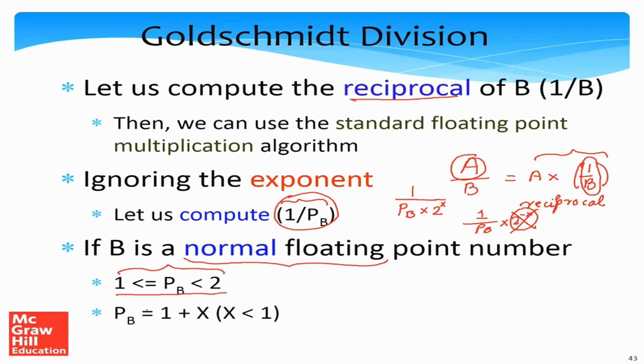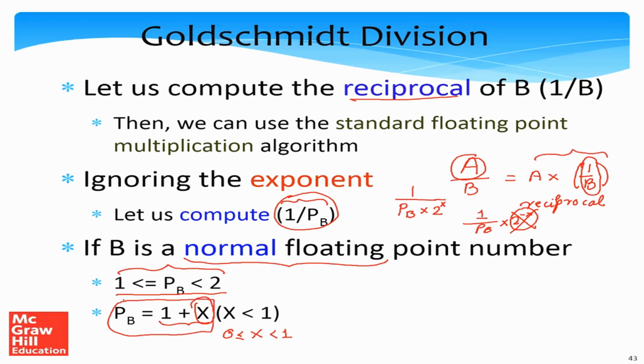So if this is the case, I can represent the floating point significand pb as 1 plus x, where x is less than 1. So pb is between 1 and 2. Since I can thus represent it in the form 1 plus x, where 0 is less than or equal to x and x itself is less than 1, this can be done.